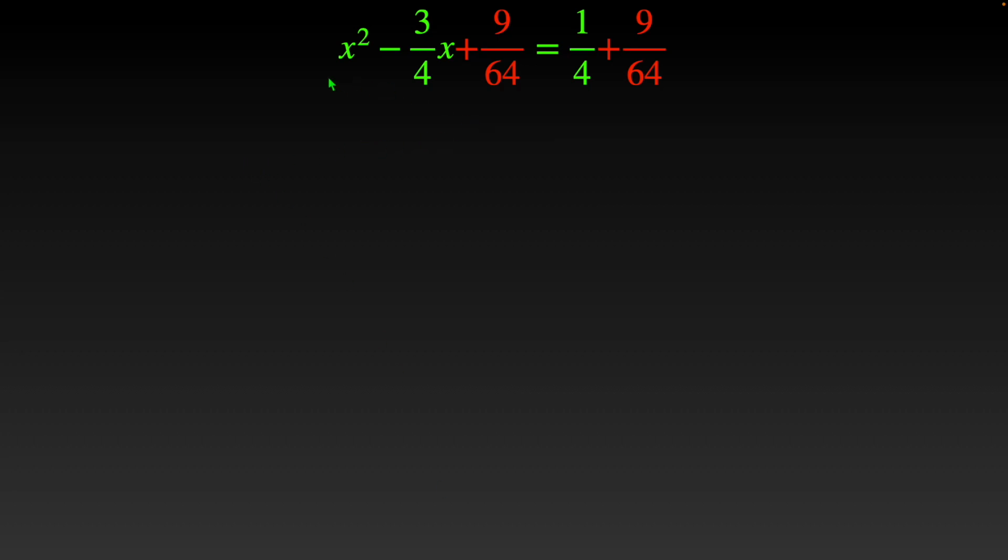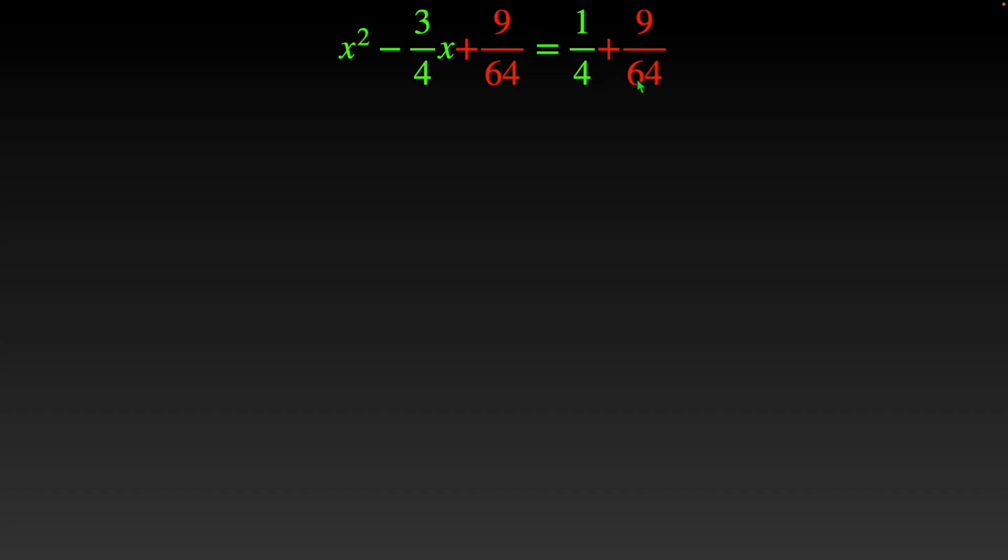So for now, we're leaving the left-hand side as is. We're not touching it. We're focusing on the right-hand side, how to add these two fractions together. In order to add two fractions together, they have to have a common denominator. Right now, this one has a denominator of 4 and this one 64. So our common denominator is going to be 64.